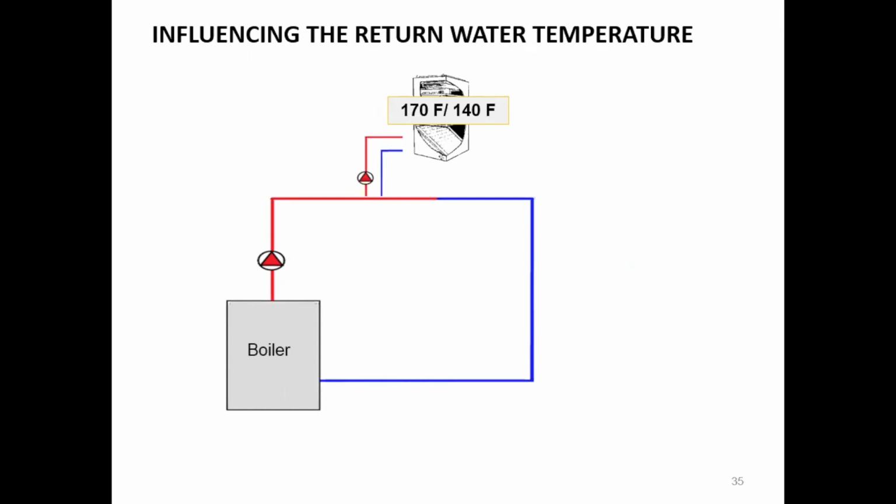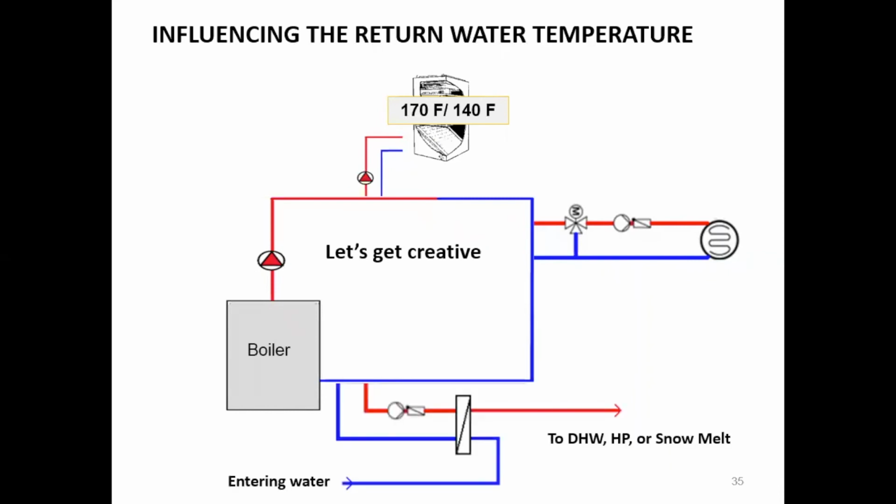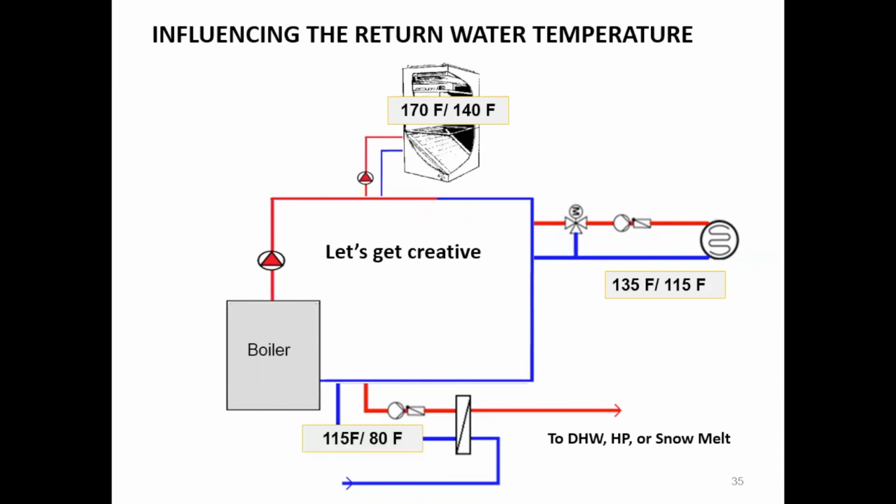So rather than going out to the fan coil units and coming back, let's go out to the fan coils. Let's extract the energy we need at the fan coil and then put that water back in this fluid stream. Then downstream, let's add in another load at a lower water temperature. So let's say that mixing valve is going out to a part of the building that is going out at 135 and is coming back at 115. My third load is going out at 115, coming back at 80 degrees.